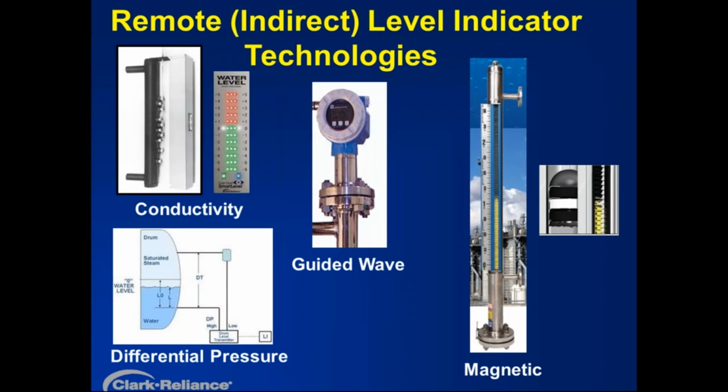The guided wave is shown in the center. That's a guided wave, essentially a pulse transmitter. And there are many manufacturers in that business now. What we see happening in the future is more guided wave radar level detecting devices being employed in the boiler industry to replace many of the DP transmitters, and the conductivity device being used as the alternate technology to the guided wave.